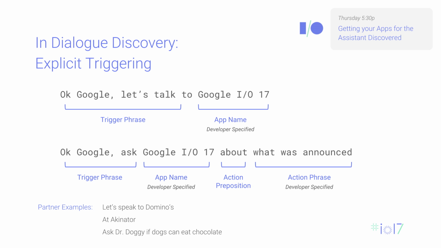So some partner examples of this are, hey, let's speak to Domino's, and then we introduce Domino's, and then Domino's comes in, you can order a pizza, my brother might need this in case the eggs go awry. Or, hey, Google, Akinator, and we introduce a great game on the platform. Or, hey, Google, I love this app, ask Dr. Doggy if dogs can eat chocolate, and we introduce Dr. Doggy for what could be an urgent question.